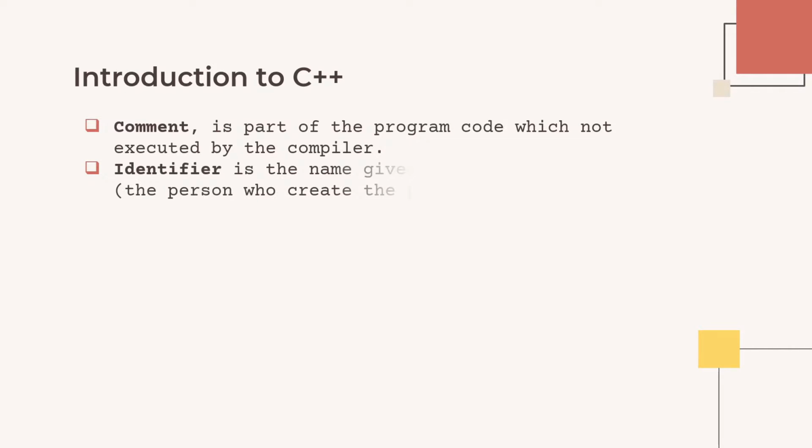And then the second is identifier. An identifier is a name given by the programmer. A programmer is the person who created the program. Identifiers can be used for the program name, the name of a function, or other objects involved in the programming language. For example, variable names and constant names, and we will discuss them later.